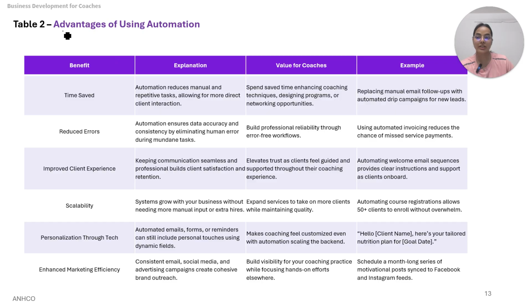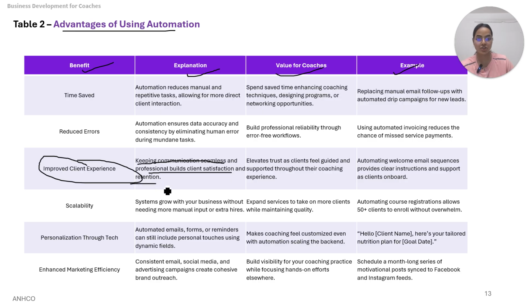Table number 2 talks about the advantages of using automation. We can have a look at some benefits and advantages, the explanation, how it values the coaches, and some examples. Let's have a look at improved client experience. The main explanation is that it keeps communication seamless and professional, and builds clients' satisfaction and retention.